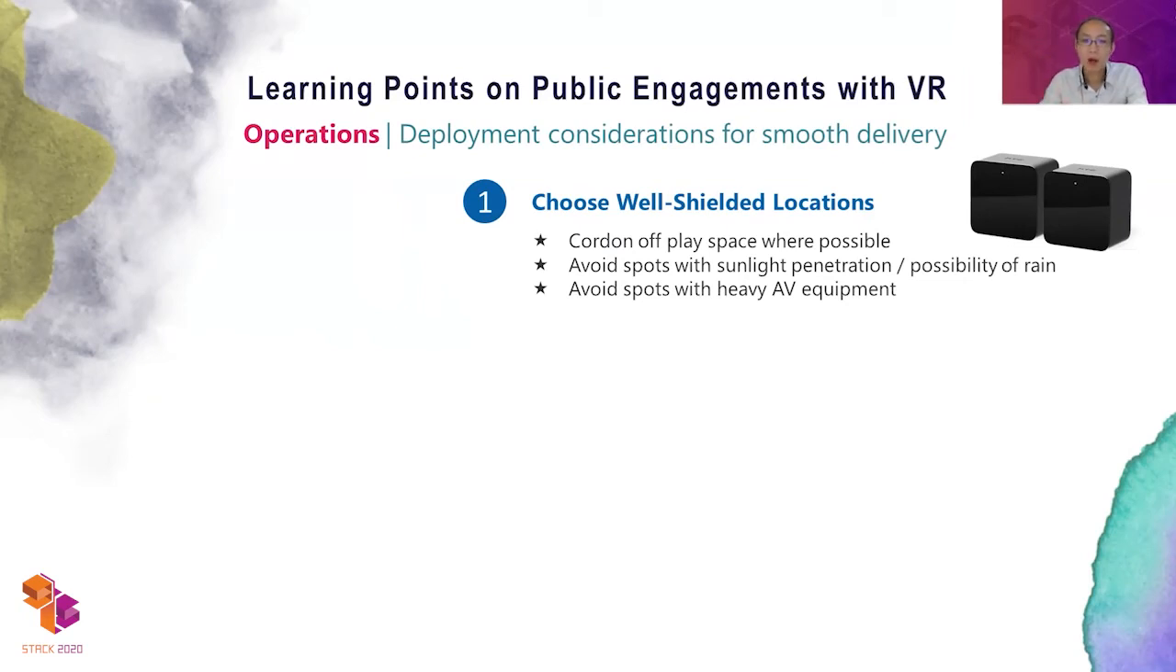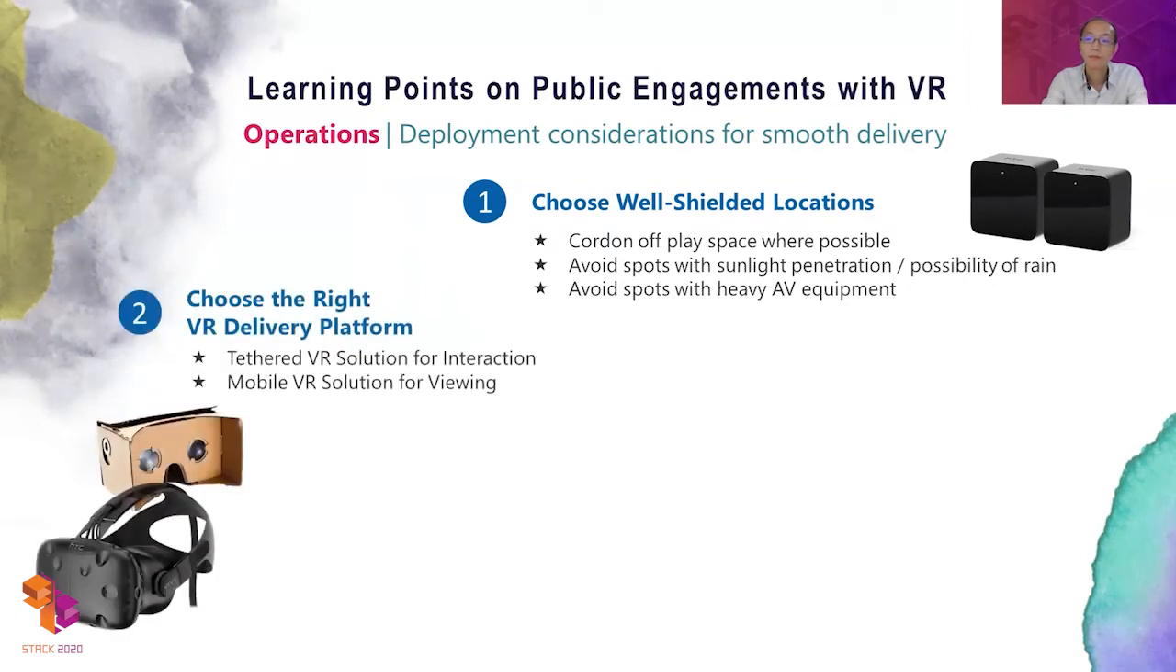This is the same reason why you want to avoid spots with sunlight penetration or the possibility of rain. That's because the technology used is infrared, and sunlight actually interferes with infrared as well. Similarly, we want to avoid spots with heavy audio-video equipment. Somehow that seems to interfere with this as well.